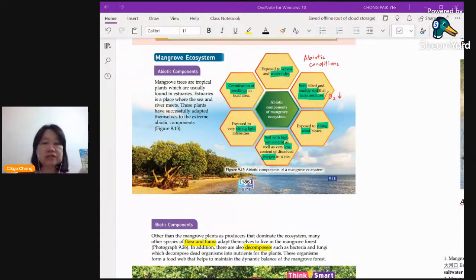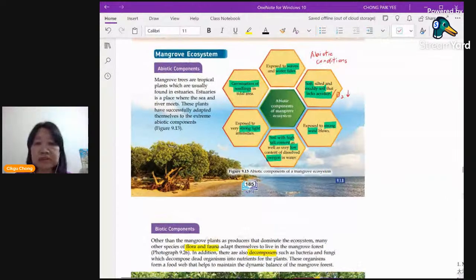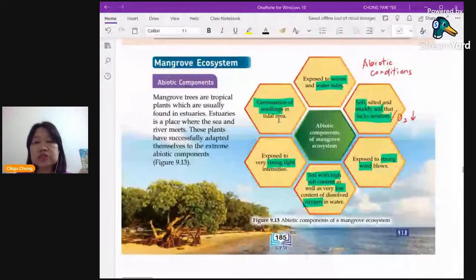So this is the mangrove ecosystem. This is from your textbook, page 185. First of all, let's look at the abiotic components and the biotic components. As you learned earlier, abiotic components are those components which are not living. So you will see the conditions of the environment where these mangrove trees live. They live in swampy areas. Where are they found? They are found at what we call in BM kuala sungai. In English we call it estuary.